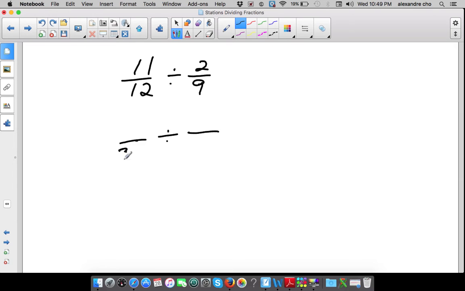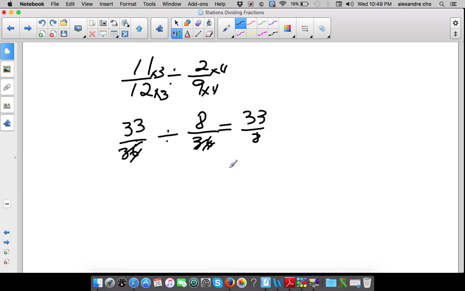Least common denominator is 36. If you use 108, it wouldn't make the answer incorrect, but you need to work with bigger numbers, so why do you want to do that? So 12 would be times 3. 11 times 3, you get 33. 9 is times 4, so the top is times 4. 4 times 2 is 8. Okay, they're all the same size, so we can eliminate the denominators. 33 over 8, which simplifies to, if you change it to a mixed number, 8 goes into 33 4 times, with 1 over 8 left.